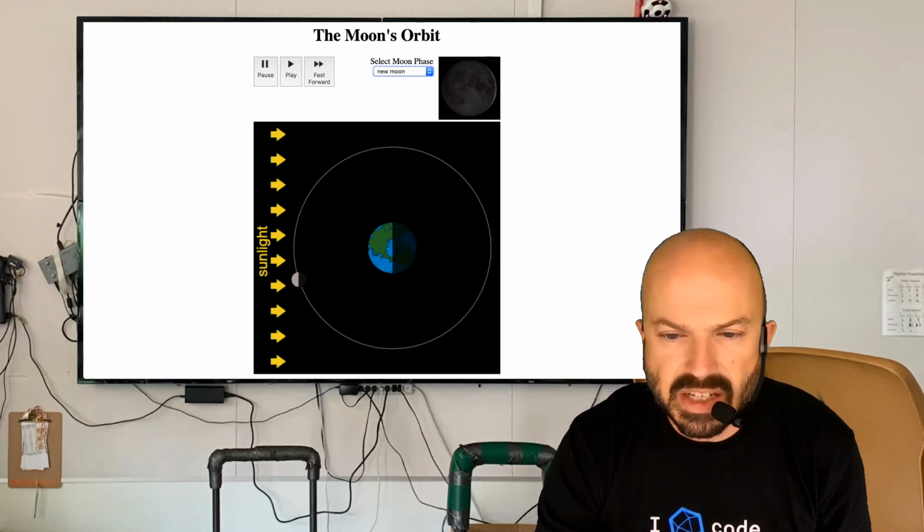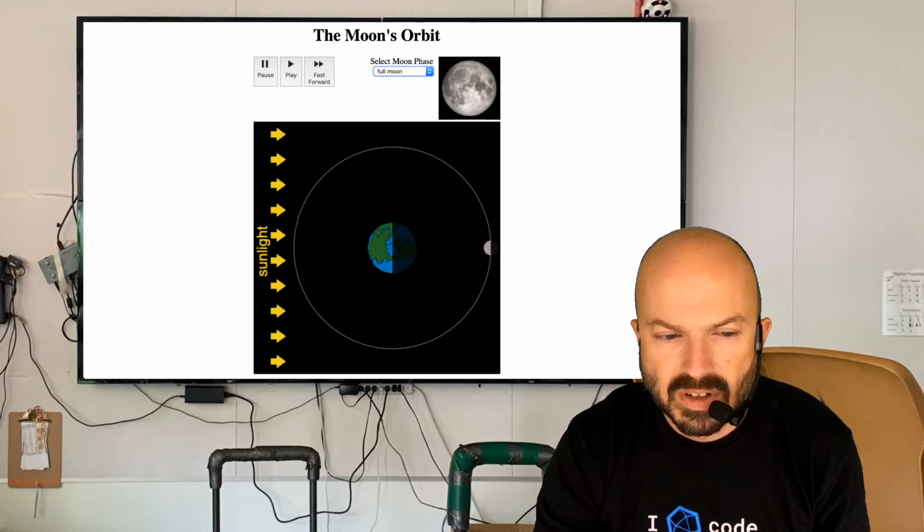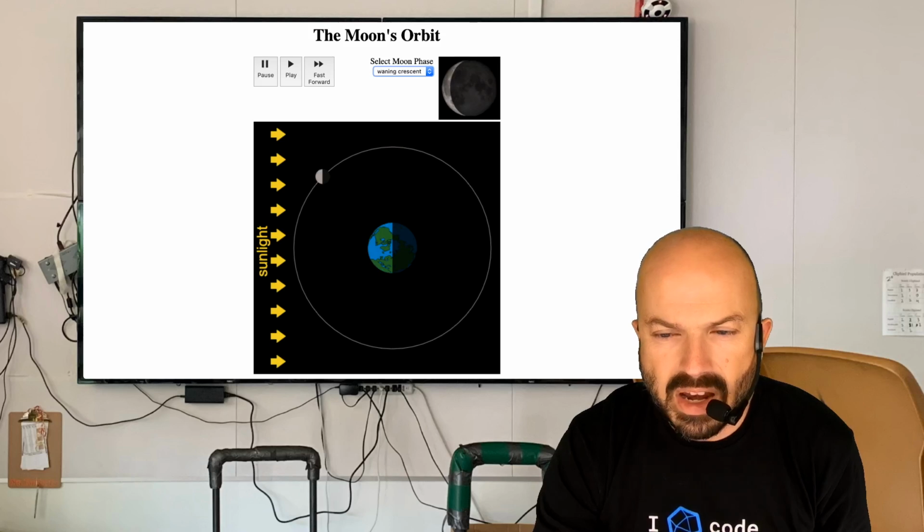Well, our first phase is the new moon. Our second phase is the waxing crescent. Then we have our first quarter, the waxing gibbous, the full moon, the waning gibbous, the third quarter, and the waning crescent.